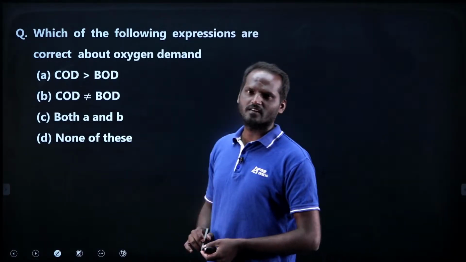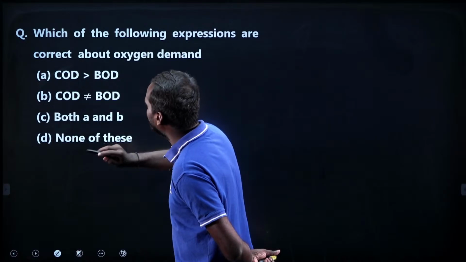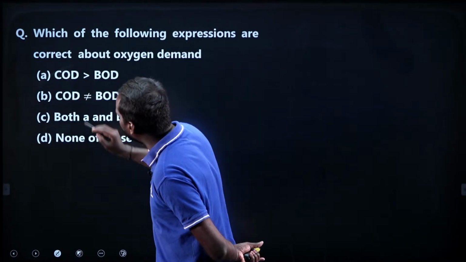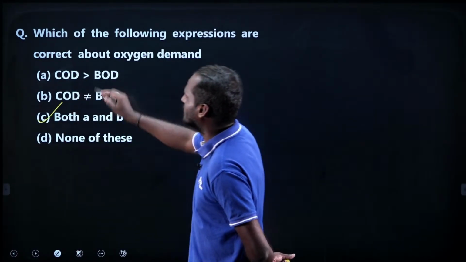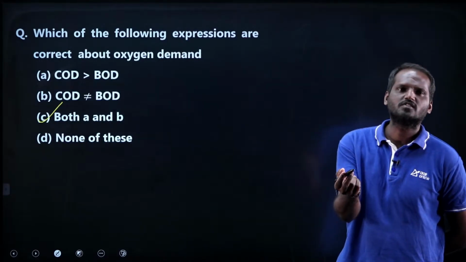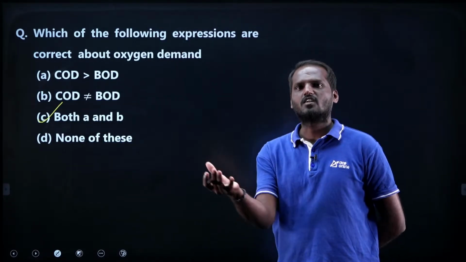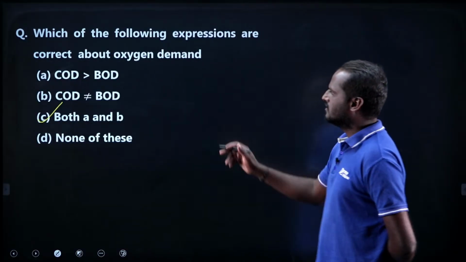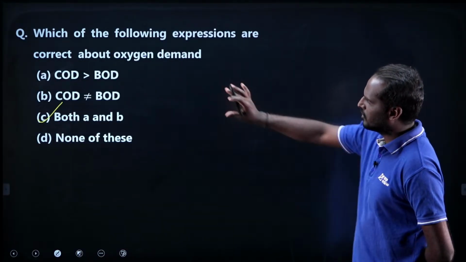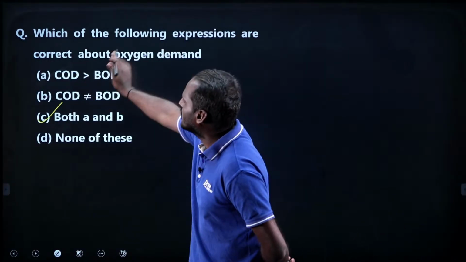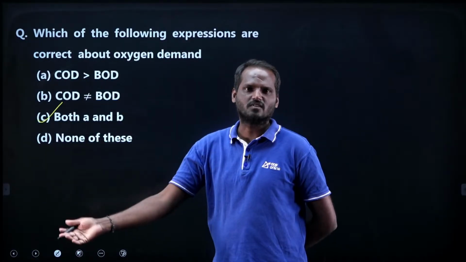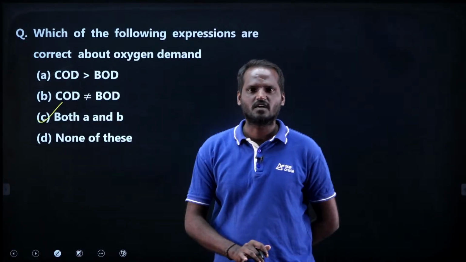Once asked in the GATE, right? The COD is more than BOD. It means A is correct, B is correct. Both A and B are the correct answer, right? You all know theoretical oxygen demand is more than COD and then BOD. That is the order of oxygen demand, right? This is about this question. Very easy. Don't be in a hurry to tick this option and go on to the next question. Be careful in these kinds of questions.